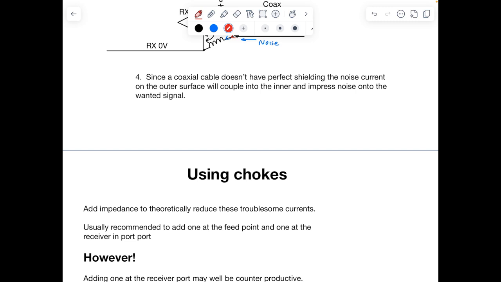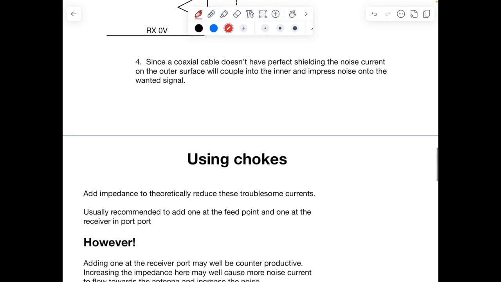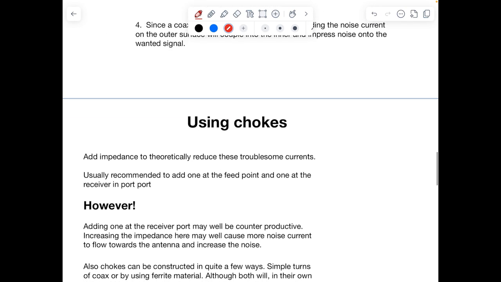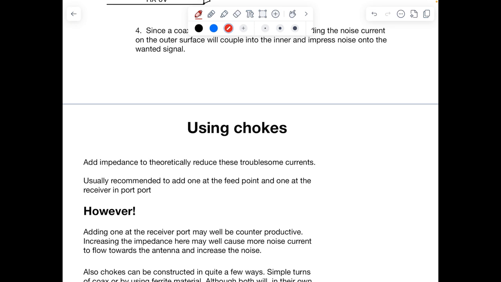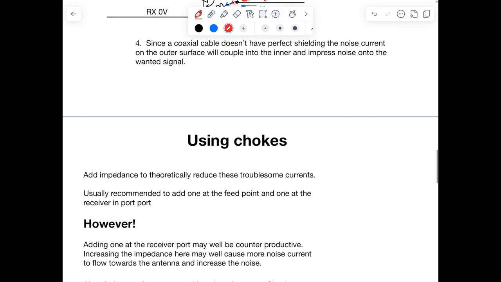choke just before the antenna at the feed point, and add a choke just before the receiver at the receiver port. I think it's considered that if you only have one choke, stick it near the antenna, and if you've got two, well, put one at either end. However, just a few notes, as I've mentioned, which you need to be careful of. Adding one at the receiver port, I believe, may well be counterproductive.